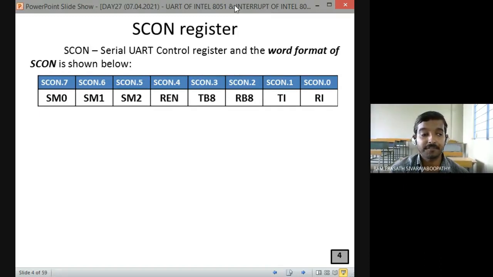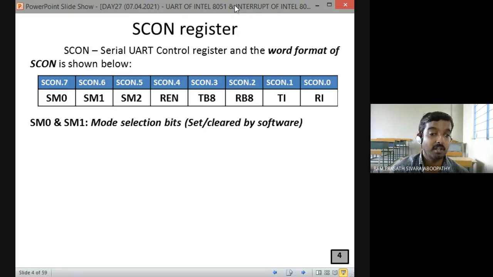What about the purpose of SM0 and SM1? Can you type it in the chat? We already discussed this in the previous session itself. I have presented the slide again for continuation. What about the purpose? Yes, very good. SM0 and SM1 are mode selection bits. They must be set or cleared by the programmer only. That means we have to do this by software only.